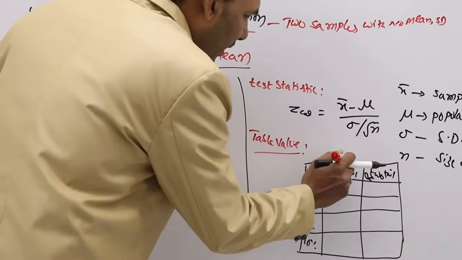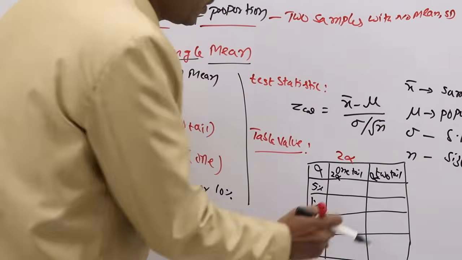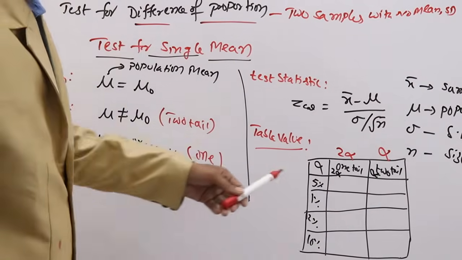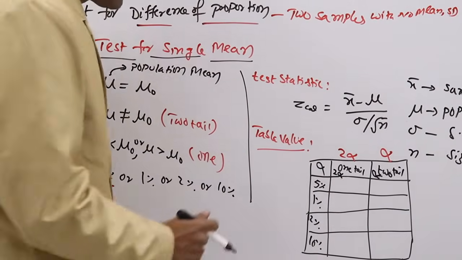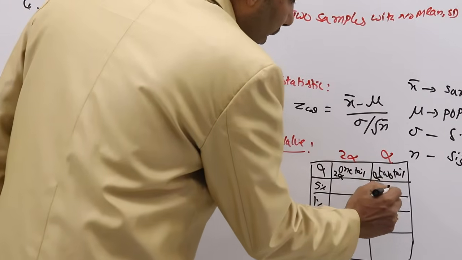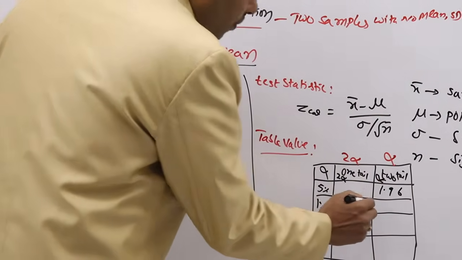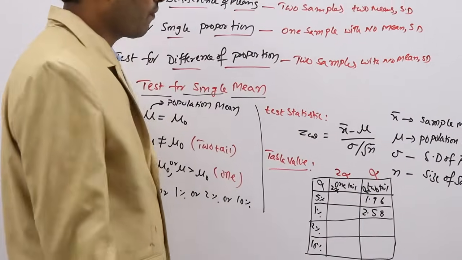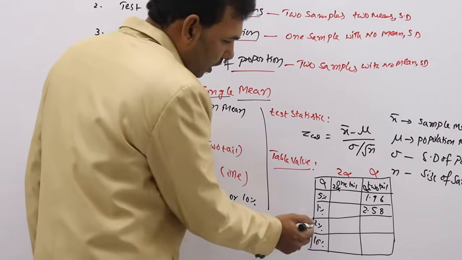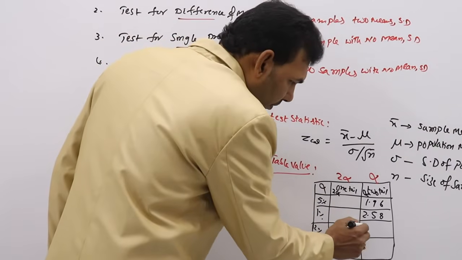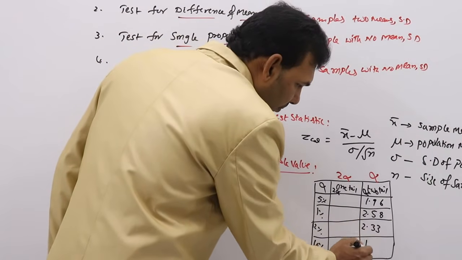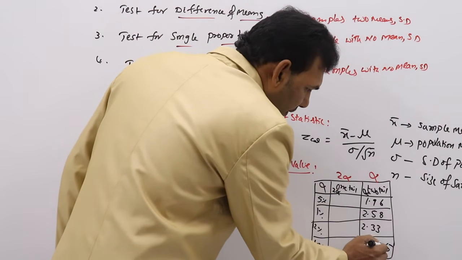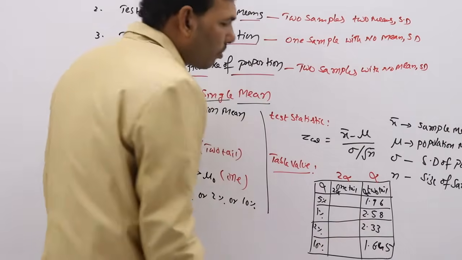So in one tile you are going to write 2 alpha value, in two tile you are going to write alpha value only. That means these are direct values. So for 5% you will have 1.96, for 1% 2.58, for 2% 2.33, for 10% 1.645. These values you need to remember.